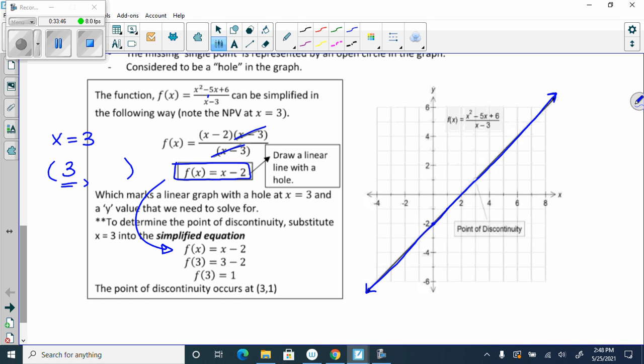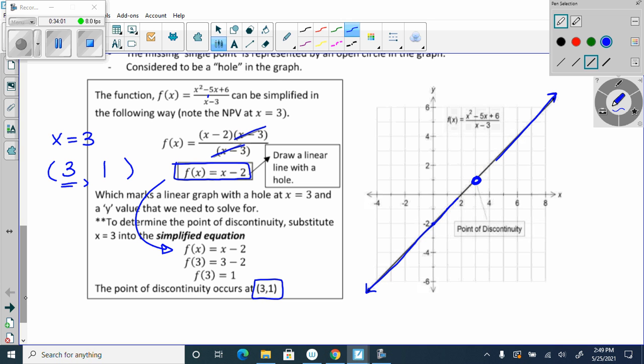So I do f of 3 equals, and I plug it in. 3 minus 2. 3 minus 2 is 1. So my point of discontinuity is actually at (3, 1). So I go back in here, and instead of drawing the whole line at (3, 1), I have an open dot. And then I have the graph going the rest of the way. But you have an open dot at (3, 1), which is the point of discontinuity. Okay? So this was all done for you.